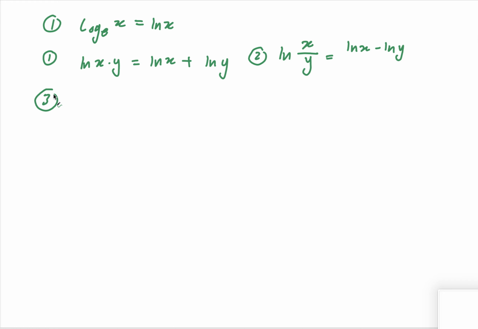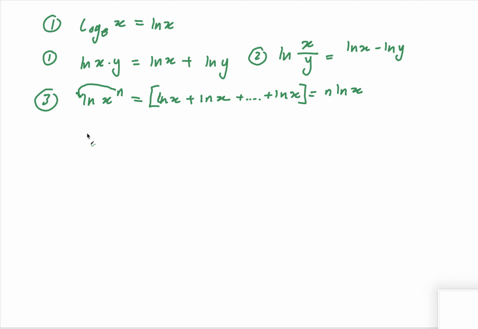And now the third one, if you have ln of x to the power of n, this is the same as ln of x plus ln of x plus ln of x, n times. Okay, so this is the same as just the n in front, n times ln of x. So you already know this. It's a simple rule. You just put the n in front.